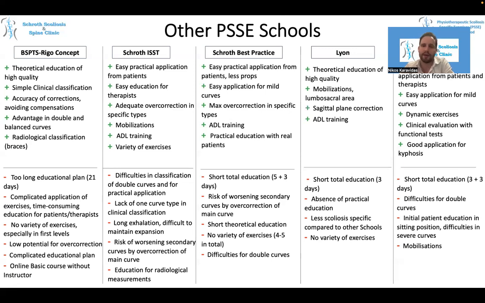So many times it could be a little bit tricky whether to classify T-type or L-type when you have very balanced curves. And there is also a lack of one curve type in their clinical classification. So the THL type is not described. There is long exhalation, which sometimes could be difficult to maintain the expansion. And the overcorrection of the main curve sometimes could be risky for worsening the secondary curve. And there is a little bit less education compared at least to BSPTS for radiological measurements.